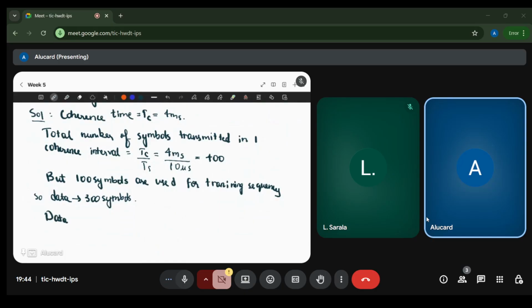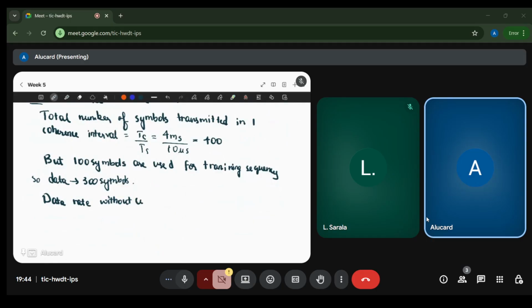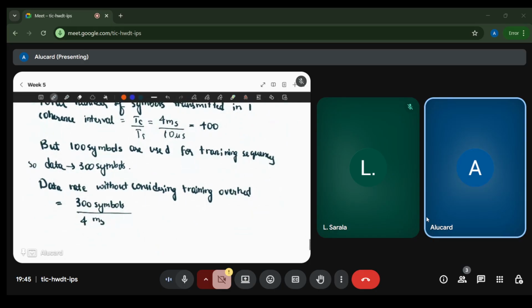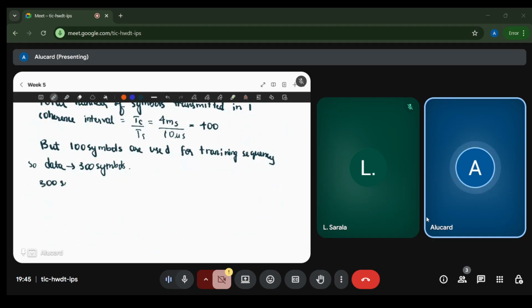So data rate without considering the 100 symbols overhead is if you're sending 300 symbols of data in 4 milliseconds. Well, you find the data rate.